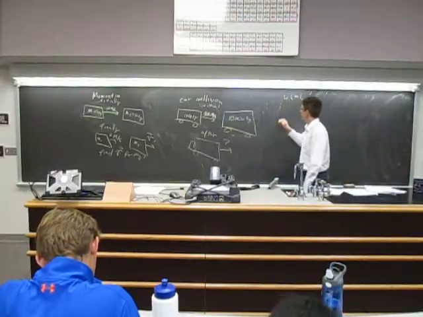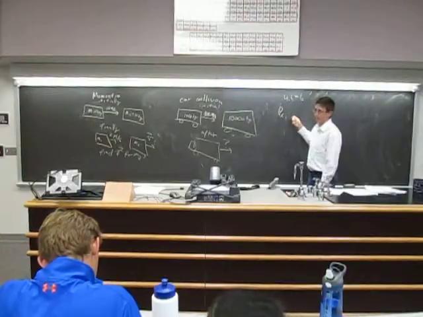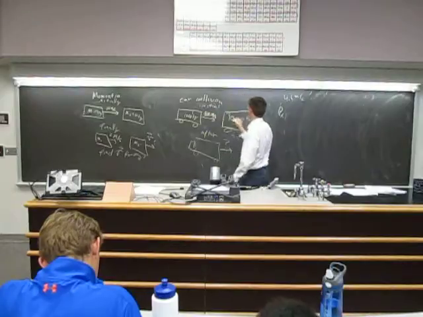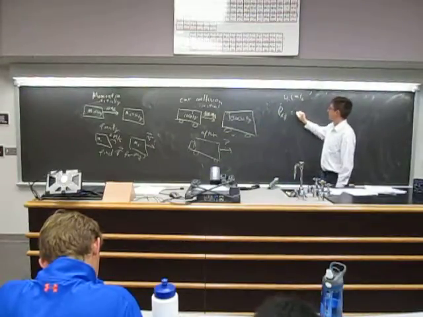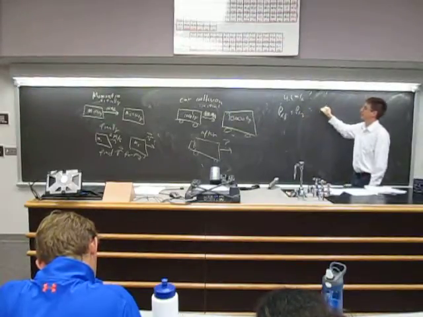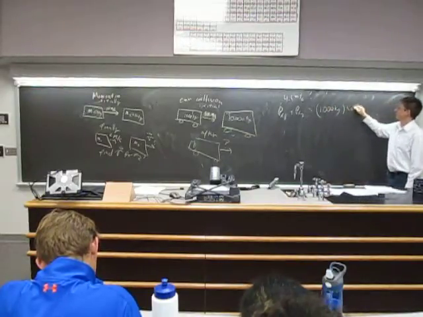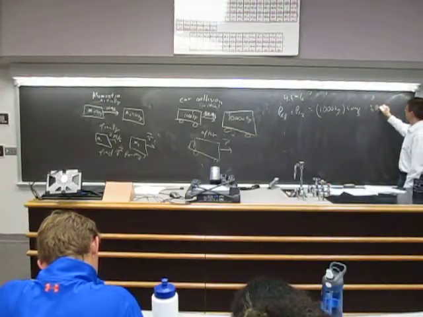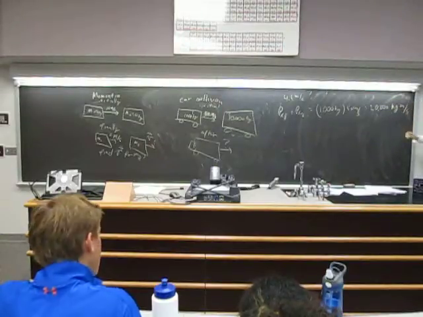So initially, PX in the initial, you can call this 1 and 2. PX initial for 1 plus PX2 is just going to be 1,000 kilograms times 50 meters per second, right? Which would be 50,000 kilograms meters per second.